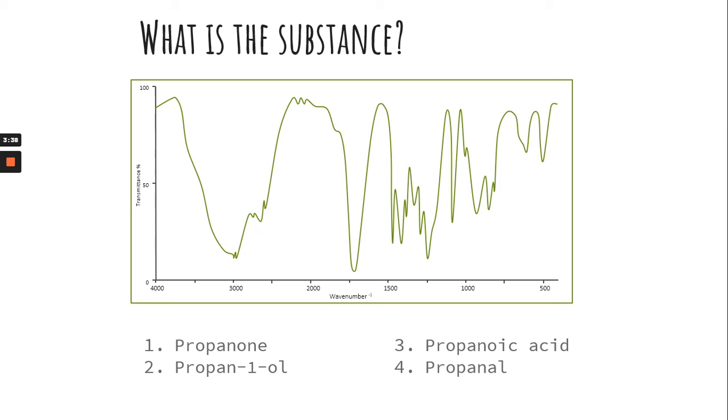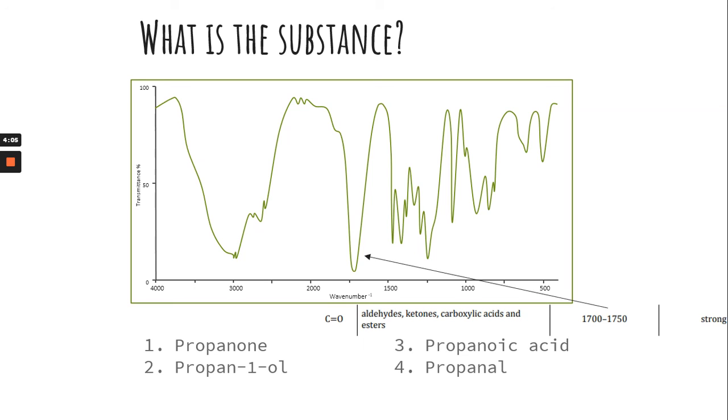Here though, they gave us 4 options and we can kind of break it down. Number 1 is a ketone, number 2 is an alcohol, number 3 we have a carboxylic acid, and then number 4 we have propanal. Well, all 4 of those would have a carbon-oxygen double bond, which is why we see that peak at around 1700. So that doesn't really help us narrow it down.